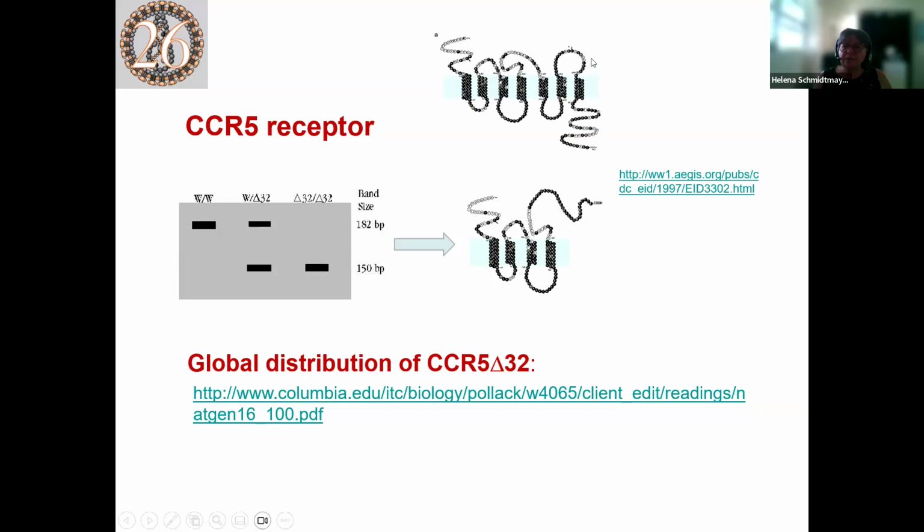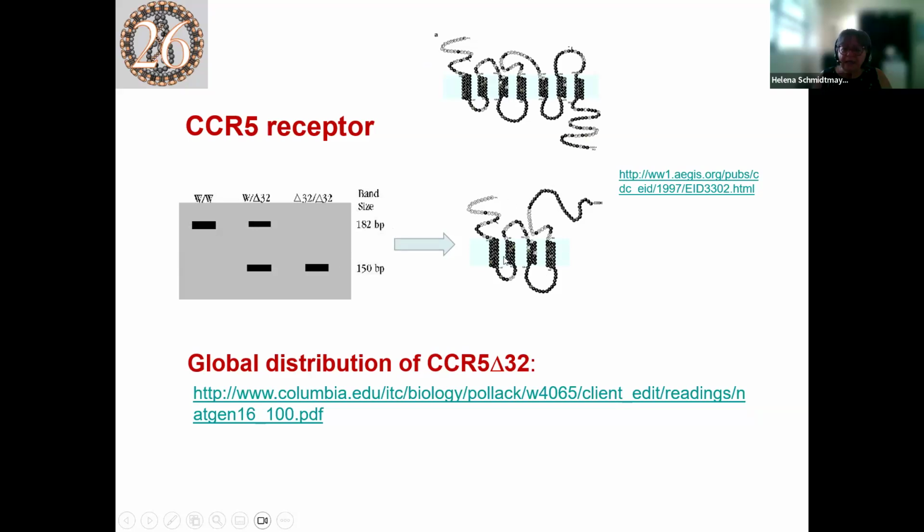And a normal CCR5 receptor, right here, a chemokine receptor, is a 7 transmembrane domain G protein coupled receptor. If there is a deletion of the 32 base pairs, basically it triggers synthesis of this kind of receptor, which is non-functional. It cannot even be expressed on the membrane. So if a person is homozygous for this receptor, those people are resistant to sexually transmitted HIV infection.